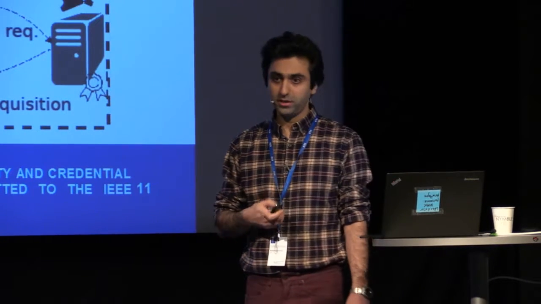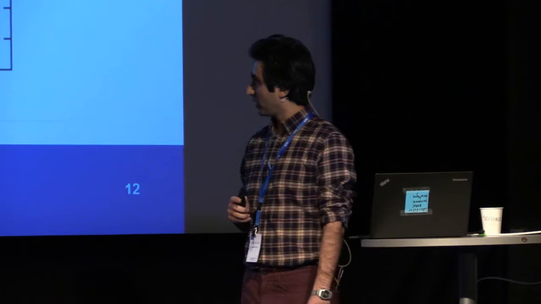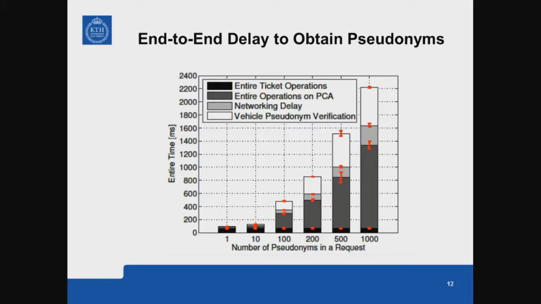Just to give you some idea about performance, here we see the end-to-end latency to obtain pseudonyms. The x-axis shows the number of pseudonyms in a request, and the y-axis shows the end-to-end delay in milliseconds. For example, to obtain 100 pseudonyms, it takes around 500 milliseconds. Of course, it depends on how you use these pseudonyms, depending on the lifetime of each pseudonym.